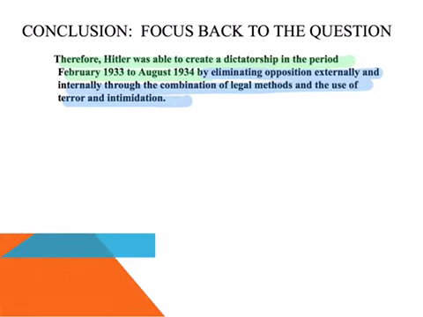The answer concludes then with a clear focus on the question, linking back to the command words in the question. Therefore, Hitler was able to create a dictatorship in the period February 1933 to August 1934 by eliminating opposition externally and internally through the combination of legal methods, that's using the Enabling Act, and the use of terror and intimidation through the Night of the Long Knives.